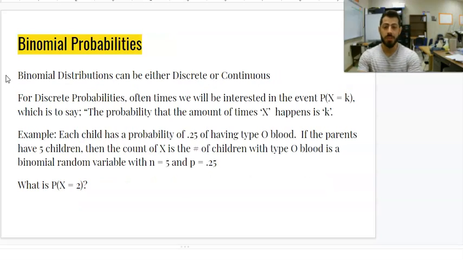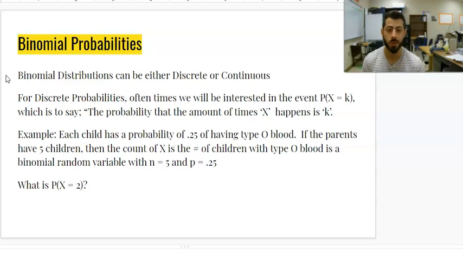Now, binomial distributions can either be discrete or continuous, just like random variables from before. So for discrete probabilities, often we will be interested in the probability that x equals k. So the probability that x, our number of successes, equals a specific number. So, for example, let's say each child has a probability of 0.25 of having type O blood. If the parents have 5 children, then the count x is the number of children with type O blood, and that is a binomial random variable with n equals 5 and p equals 0.25.